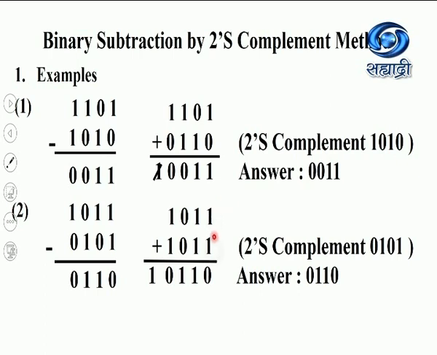So let us add. 1 plus 1, sum is 0, carry 1 to the next column. That 1 plus 1 plus 1, sum is 1, carry 1, and that is carried over to the next column. So 1 plus 0 plus 0, sum is 1, and 1 plus 1, the sum is 0 and carry is 1. We are going to discard this carry. Whatever the remaining binary bits are, that is the final answer, that is 0110. The answer we get here is the same as that of the direct method of subtraction.